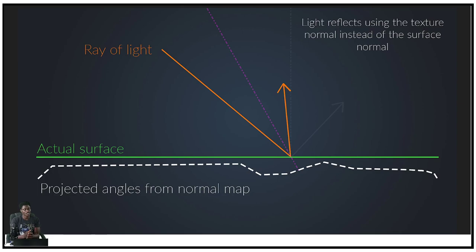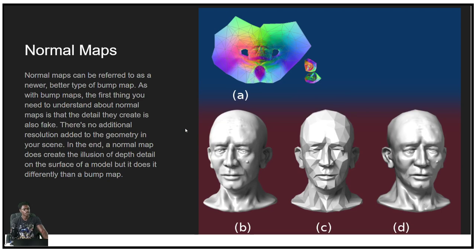So this is the idea behind a normal map. Light reflects using the texture normal instead of the surface. So here's the actual surface, and then they bounce light off of it. Here's your low poly, here's your high poly. We're gonna bounce that light, it's gonna come back out, and we're gonna project all of this information onto our surface. So normal maps can be referred to as a newer, better type of bump map.